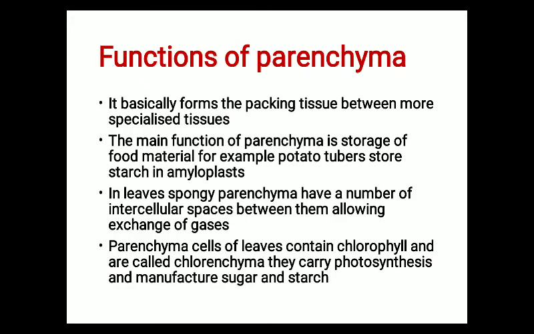Now come to the function of parenchyma. It basically forms the packing tissue between more specialized tissue. The main function of parenchyma is storage of food material. For example, in case of potato tubers, they store starch in amyloplast. In leaves, spongy parenchyma have a number of intercellular spaces between them, allowing exchange of gases. Parenchyma cells of leaves contain chlorophyll and are called chlorenchyma. They carry photosynthesis and manufacture sugar and starch. So this is all about the function of parenchyma.